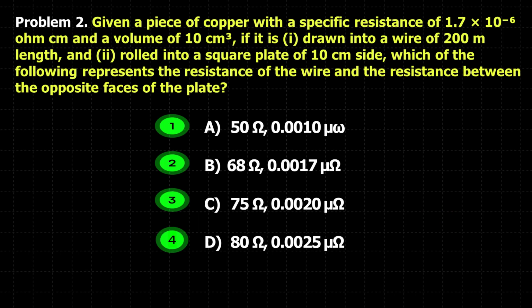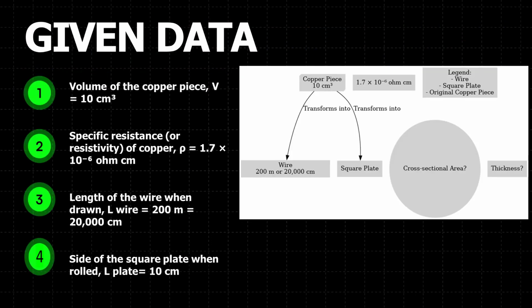We have a problem. Given a piece of copper with a specific resistance of 1.7 × 10^-6 ohm centimeter and a volume of 10 cubic centimeter. Case 1, it is drawn into a wire of 200 meter length. Case 2, it is rolled into a square plate of 10 centimeter side. The question is, which of the following represents the resistance of the wire and the resistance between the opposite faces of the plate? And these are the options.